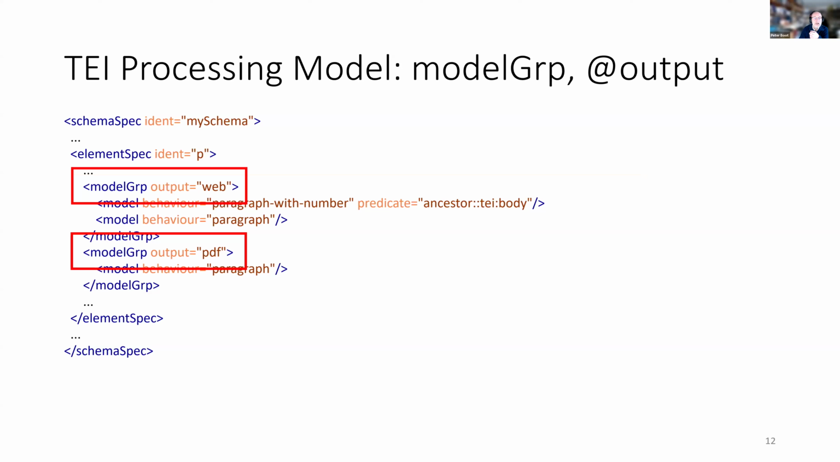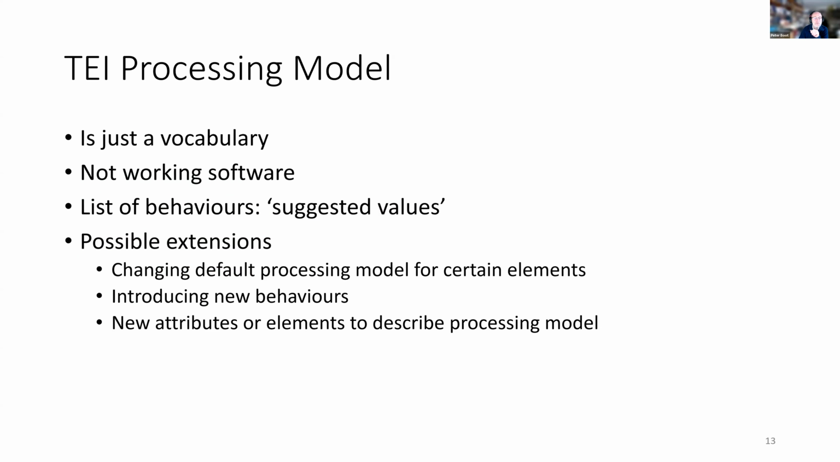Then finally, about the mapping, as I mentioned, it's not just web, it's also other environments. The model group element and the output attribute can be used in order to group model elements for a single output environment. And that output attribute, by the way, may also be used on individual model elements. So that's the mapping. And that's more or less in a very short overview, the processing model.